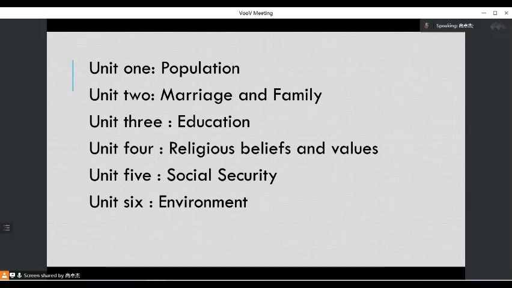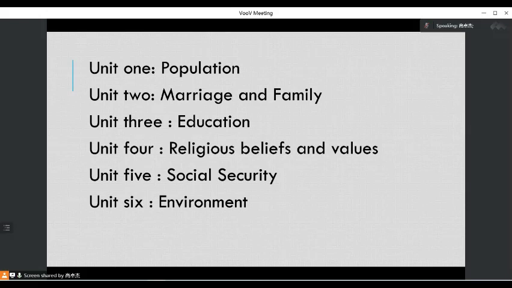Unit 3, education. China has a long history of education. Have you heard the name Confucius? He was the first private teacher in China, about 2,000 years ago. He is famous and a great man in China.